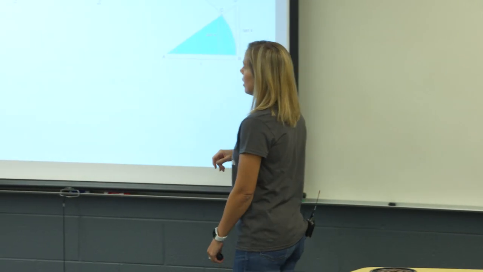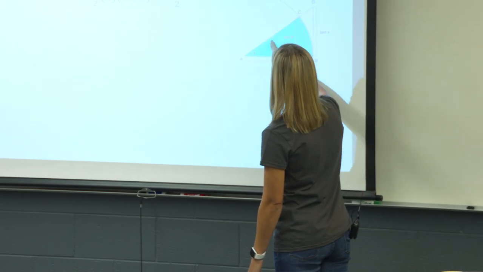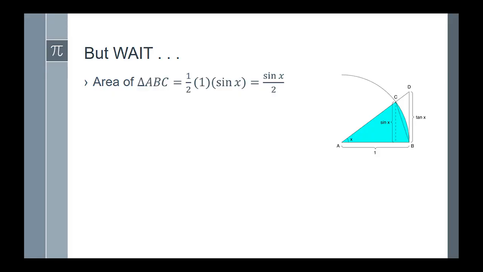So looking at the areas, we're going to start with this little triangle right here, ABC. The area of a triangle is half the base times the height. The base is just going to be 1, and the height we just said was the sine of x. That's that perpendicular distance right there. So half the base times the height simplifies to sine of x over 2.